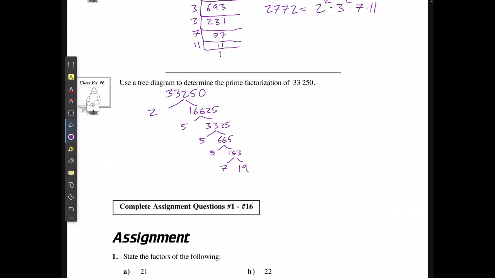Now that I can see that it's all prime numbers on the bottom, I can state that 33,250 is equal to 2 times 5 times 5 times 5 times 7 times 19, or 2 times 5 to the power of 3 times 7 times 19. And there's the prime factorization. Go ahead and try some practice.